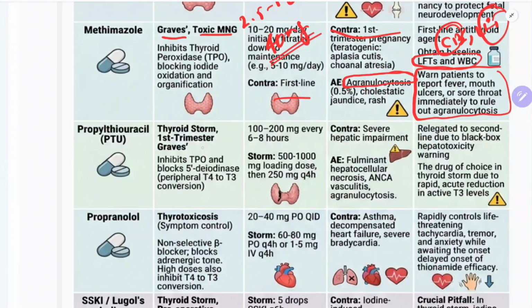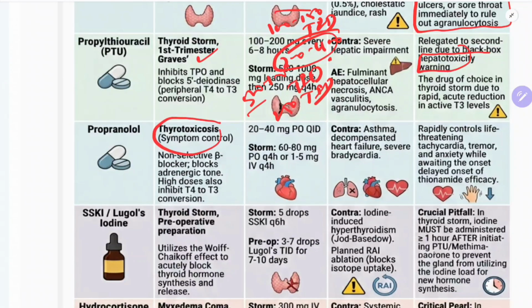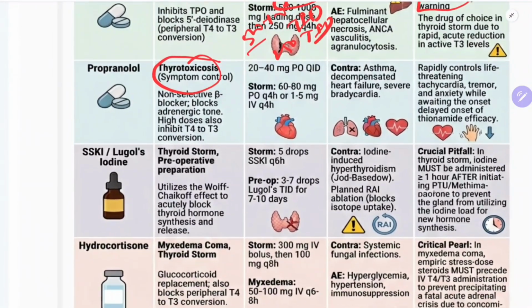For PTU, the dosage is 100 to 150 TID, here it is 100 to 200. In thyroid storm, the dose is actually 200 to 400 TID, but here it is given as a 500 to 1000 loading dose, then 250 TID. The important side effect is hepatotoxicity. This is symptomatic control; all these things we have discussed.